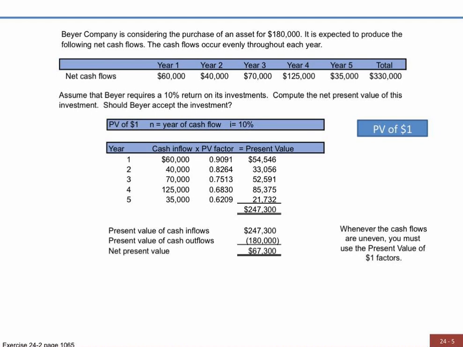67,300. Because that's a positive number, we would want to accept this purchase, provided that we're not comparing them or contrasting them with other opportunities where we're going to want to pick the best one. If we're just looking at this as 180,000 sitting in cash or 180,000 invested in this project, it would be a net present value positive purchase, so we would want to do the purchase, and we'd expect the value for the company to increase by 67,300 as a result of that purchase.